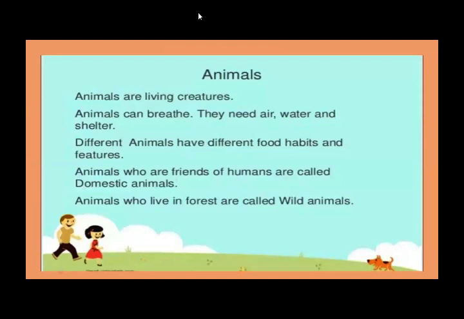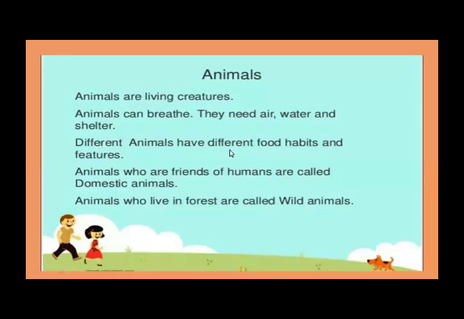And about the animals, animals are living things. Animals are living creatures, living things like us. Okay, we also are living things. How? Because animals can breathe. Breathe means saans lena. Okay, they need air, water, and shelter. Shelter means home. We also need air, water, and shelter because we also are living things. So animals are also living things. They need air, water, and home to live.